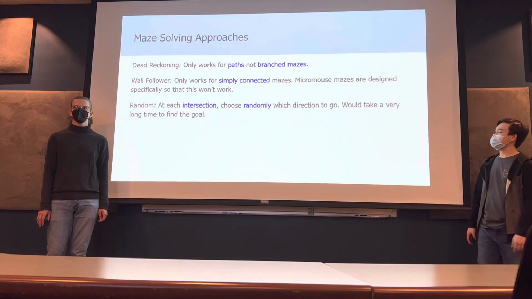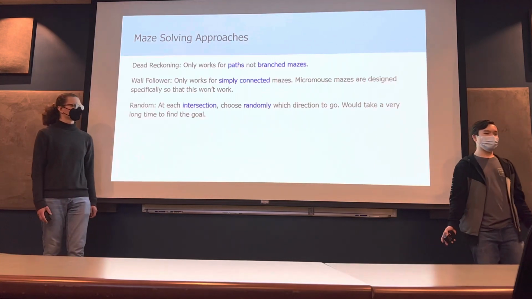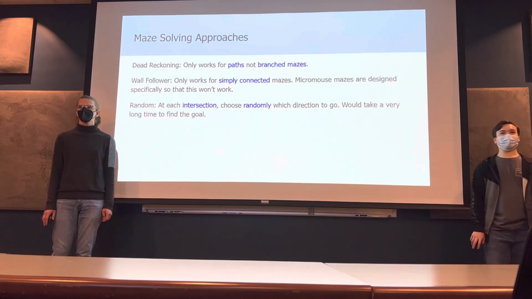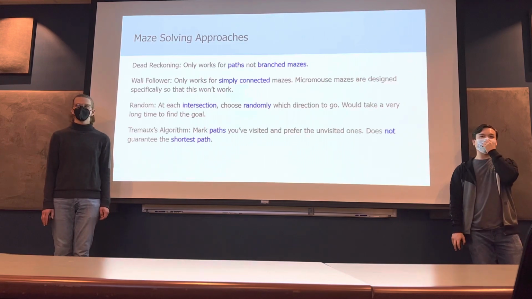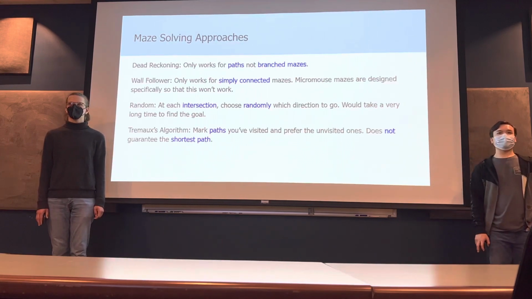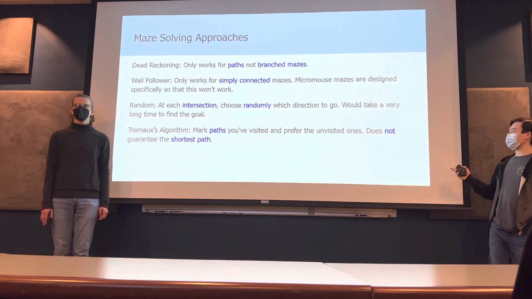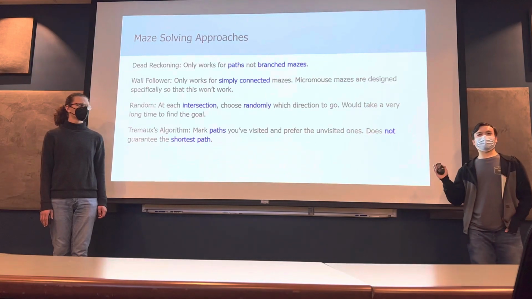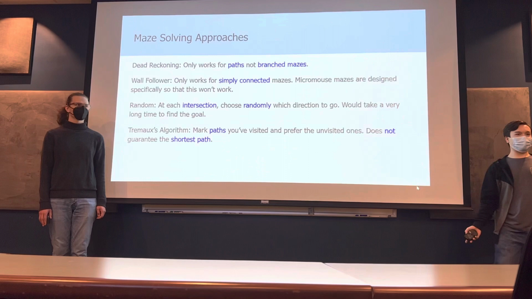And then the next one, you could just go randomly in any direction, right? That'll eventually get you where you want to go, right? It might just take absolutely forever and drain your batteries as you go with it. So that's not going to work. Here's Tremaux's algorithm. This is kind of an interesting thing where you mark paths you visited and prefer unvisited ones. So this does get to the center, but it won't always go the shortest path, right?